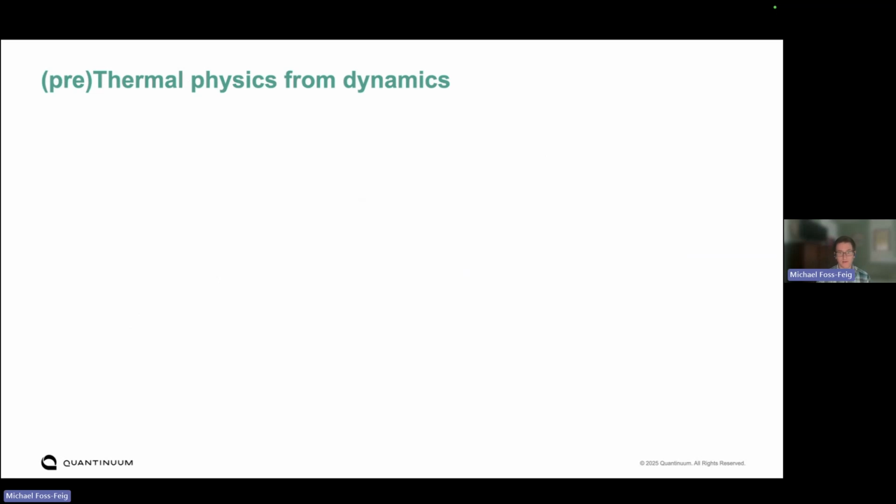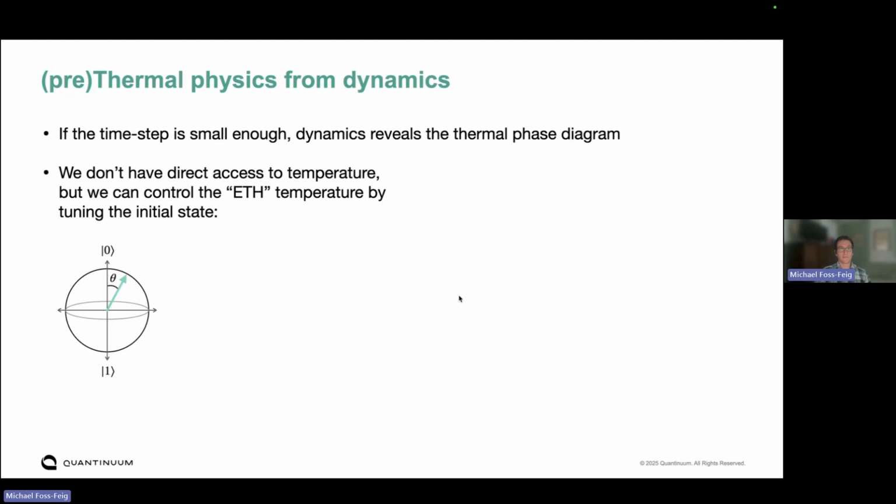So let me just describe now how you would expect that thermal physics to emerge from dynamics, or I should really say pre-thermal physics, since the time step's not zero. And remember, the idea is if the time step is small enough, then the dynamics should reveal the thermal phase diagram with a temperature set by the energy density of the initial state. So all local observables at late time should reflect thermal physics at the temperature set by the initial energy density.